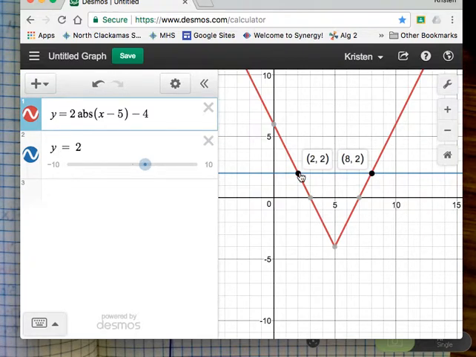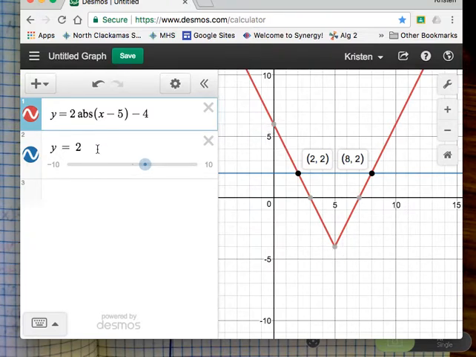The 2 points of intersection for this are (2, 2) and (8, 2). I'm going to write those down in my notes. You can also write them in your notes. What we're looking at is just where this line crosses our absolute value function.